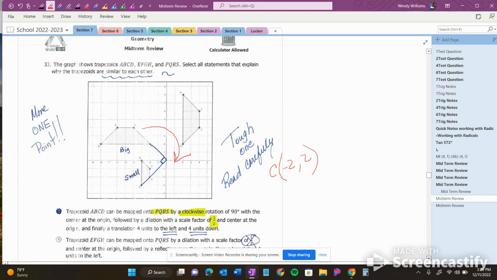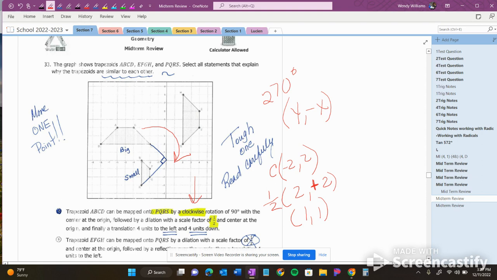Our rotation is clockwise, and clockwise is the same as 270 counterclockwise. Switch, negate the second, which will make this positive, followed by a scale factor of 1/2. Half of 2 is 1.